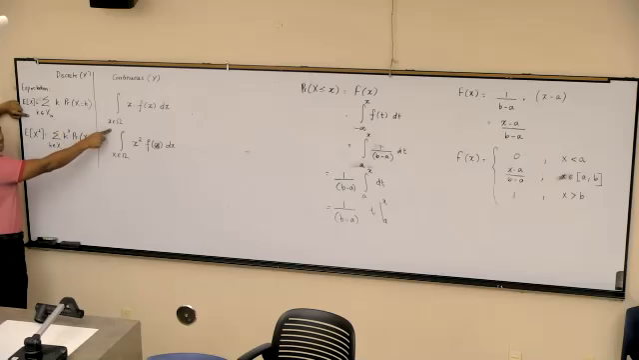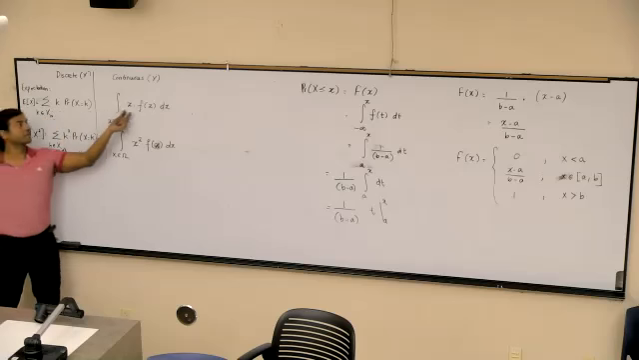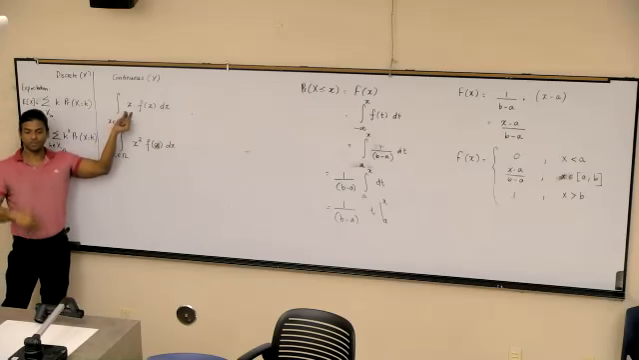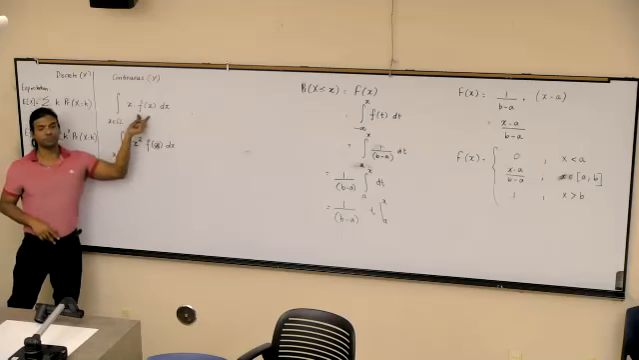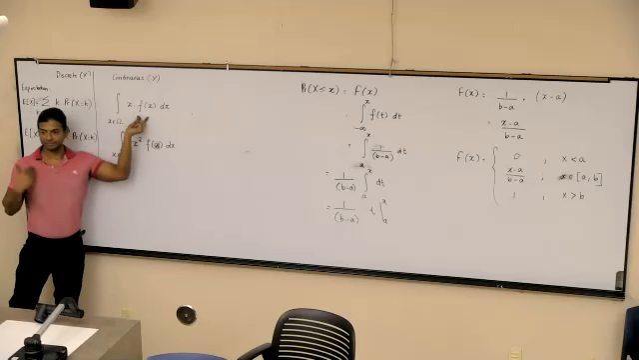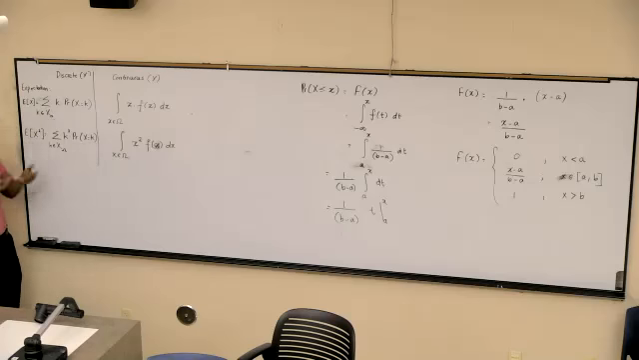The sum becomes an integral because it is continuous. Discrete values of k become continuous values of x over the support of the random variable. The probability mass function becomes the probability density function. Does that make sense? You don't even have to memorize. Are we clear?